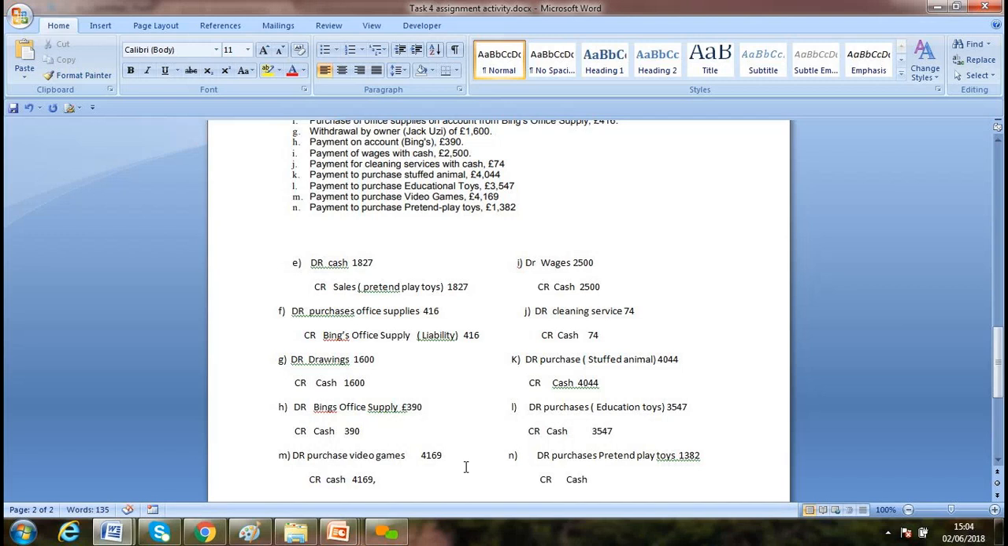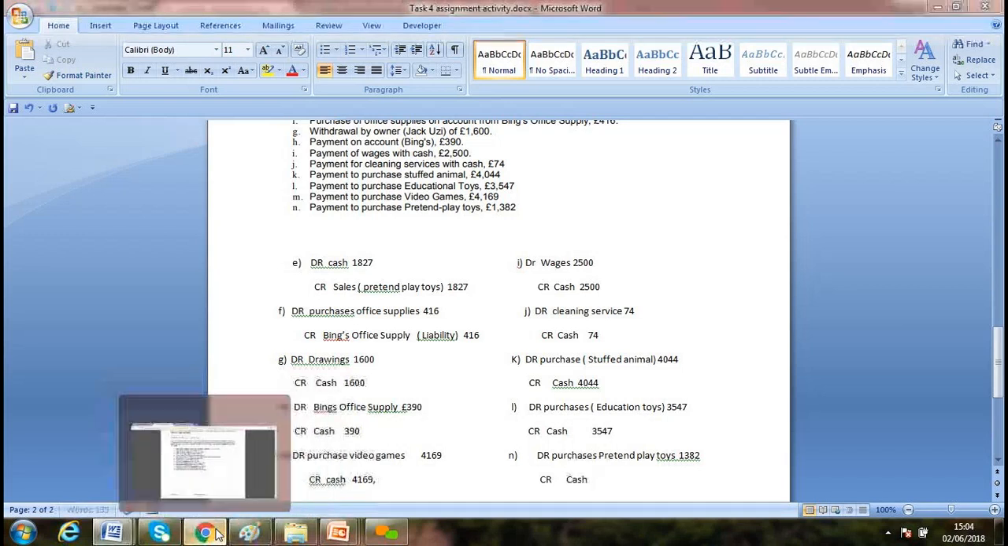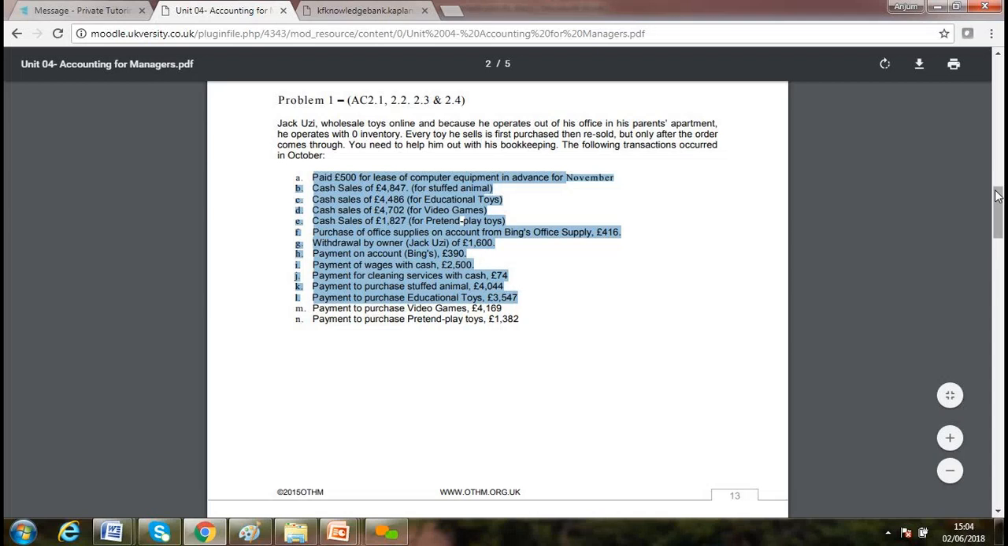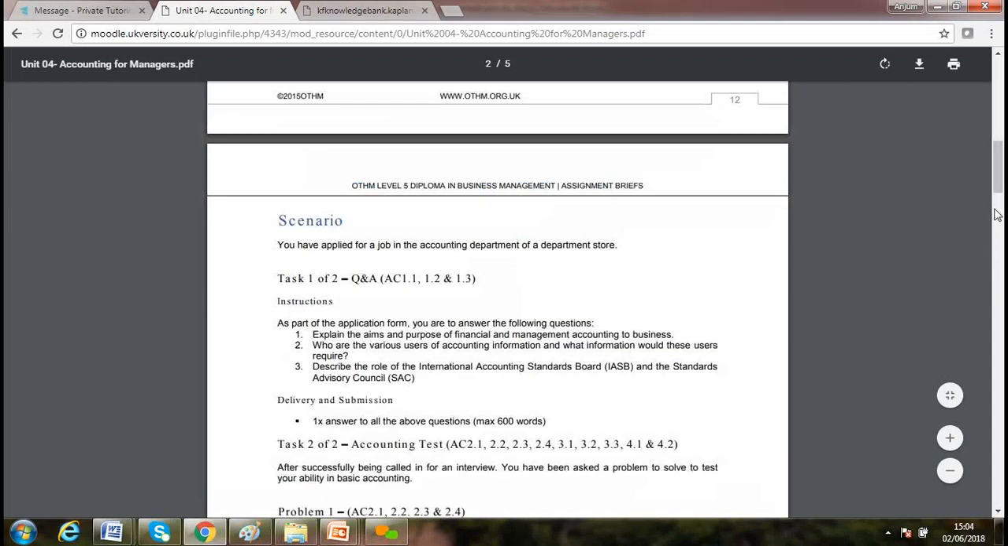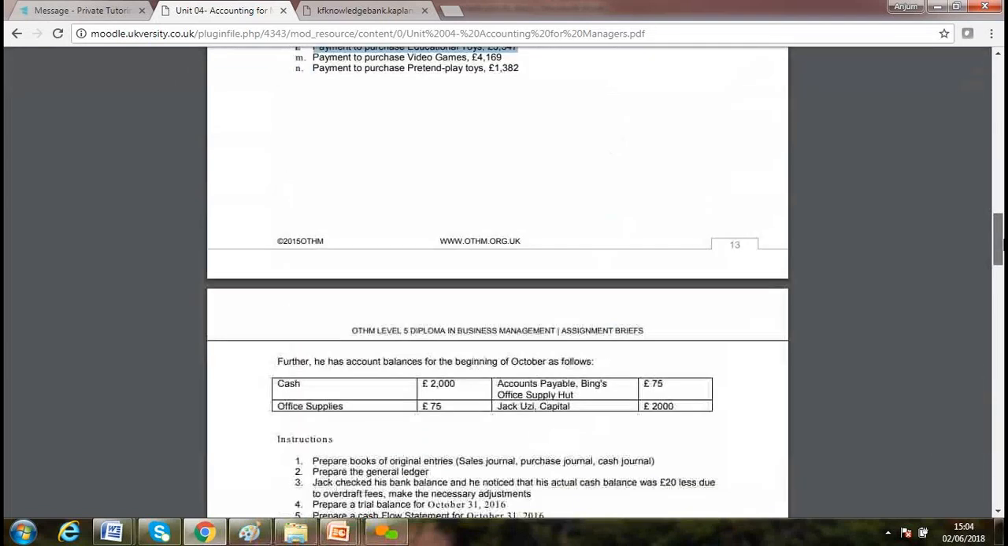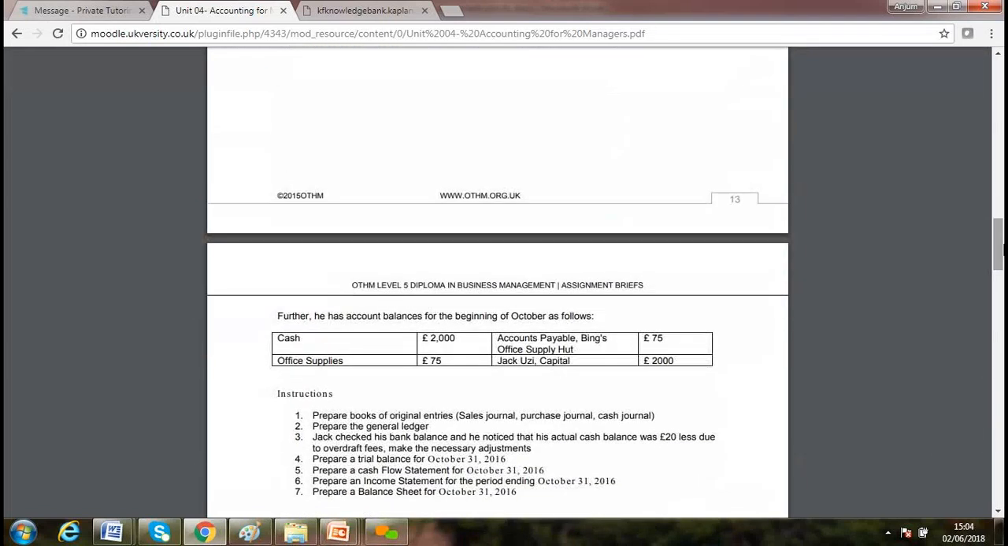So, if we go back to our questions, we have done these transactions, and we record them, okay? These transactions we record, what else do we have to do in the task? Today, the further requirement is the account balance at the beginning of October. So at the start of the month, that was the cash balance, okay?